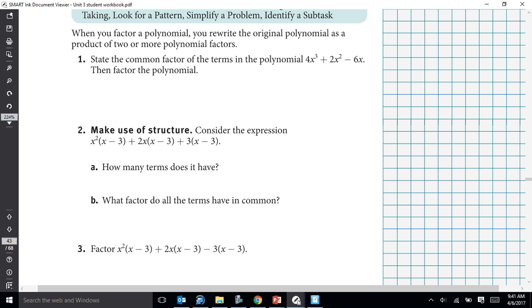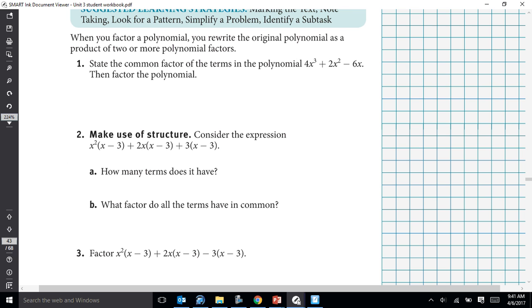All right, so when you factor a polynomial, you rewrite the original polynomial as a product of 2 or more polynomials. So when we're factoring a polynomial, we're breaking it down into smaller parts. Looking at 4x cubed plus 2x squared minus 6x, we want to factor this. So what's the first step that we should always start with?